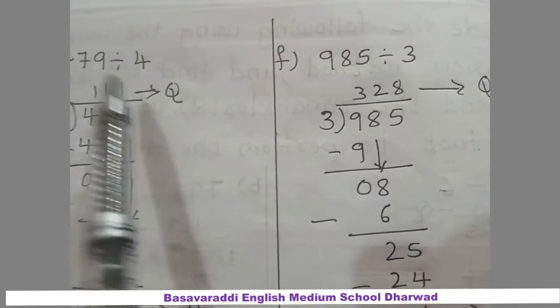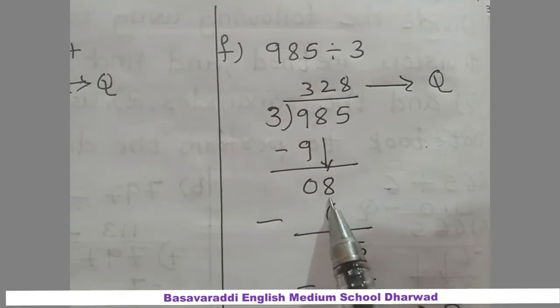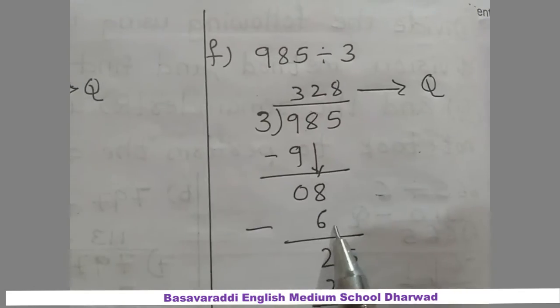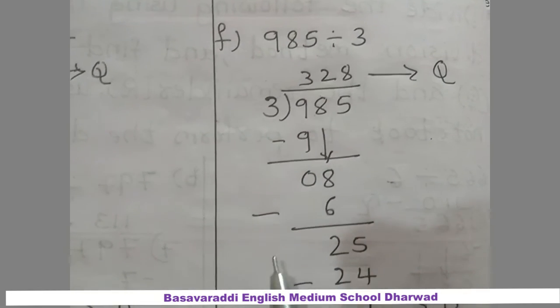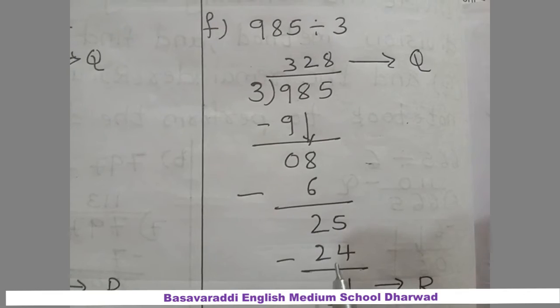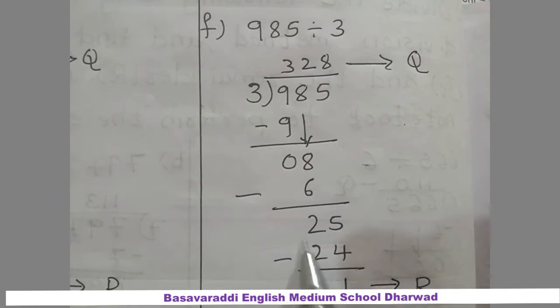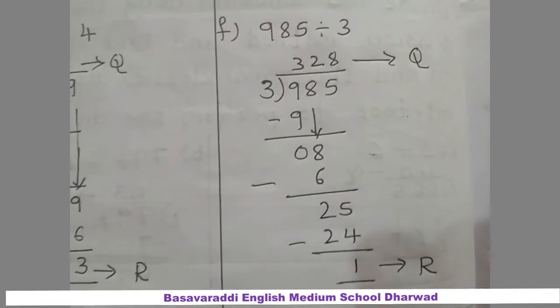The quotient is 119. 985 divided by 3 means 3 ones are 3. This is the divisor and this is the dividend. Then 3 3s are 9. 9 minus 9 means 0. We bring down the tens place 8, and again 3 2s are 6. 8 minus 6 means 2. Then again we bring down the ones place, that is a 5. 25. 3 8s are 24, and 5 minus 4 means 1. 1 is the remainder. The quotient is 328.